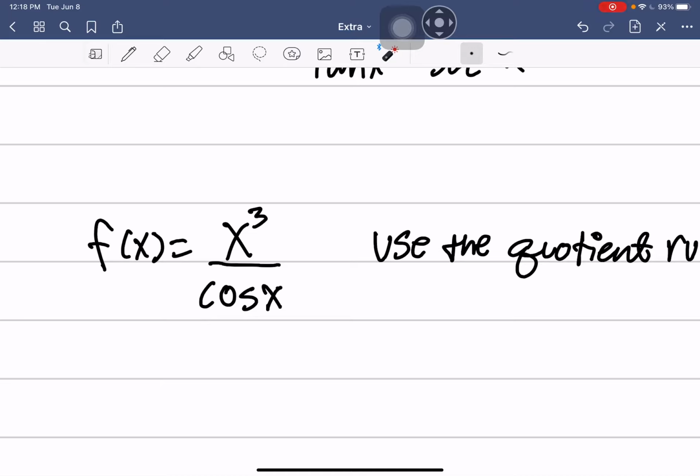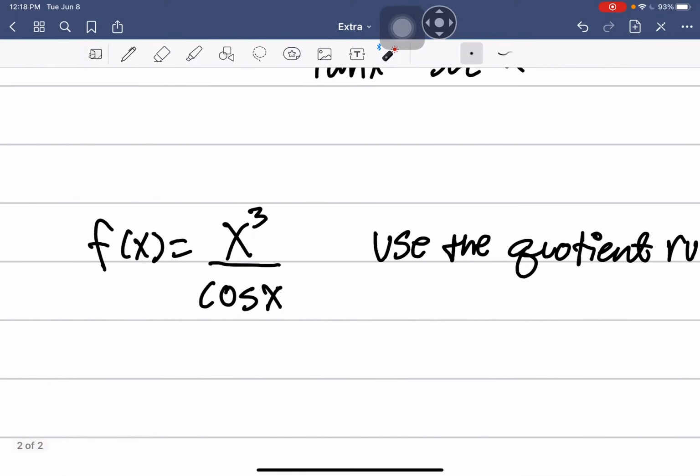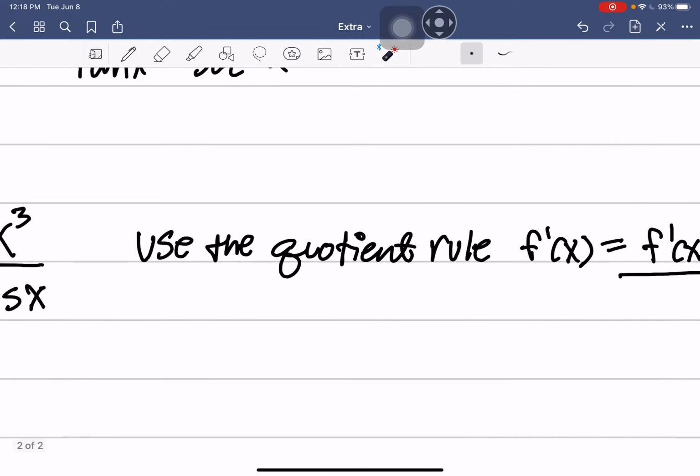So, say that we have this problem right here, f of x is equal to x cubed over cosine of x. When we see something like this, we want to use our quotient rule because we have a fraction. What does the quotient rule tell us?